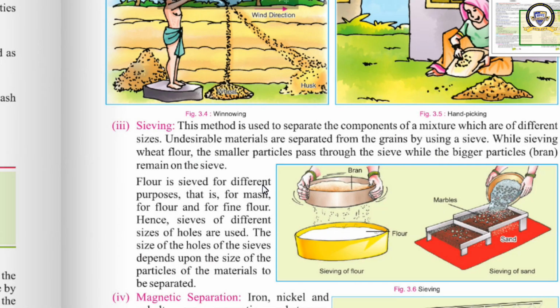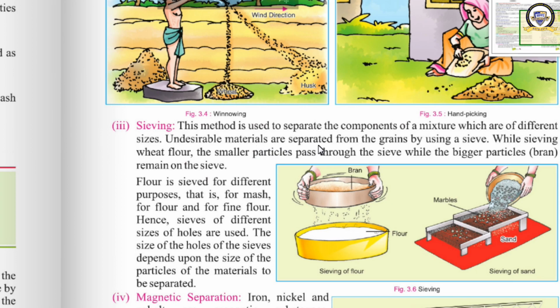The next process which helps in the separation of solids from solids is sieving. I think it's a new term for you, right? I will explain what this is. This method is used to separate the components of a mixture which are of different sizes. It is only performed on a mixture in which the components are of different sizes.